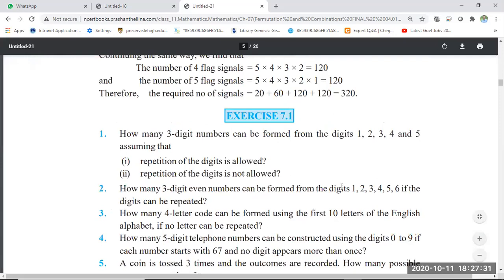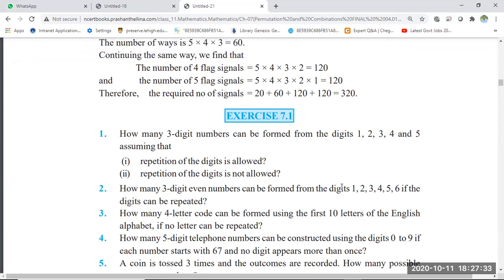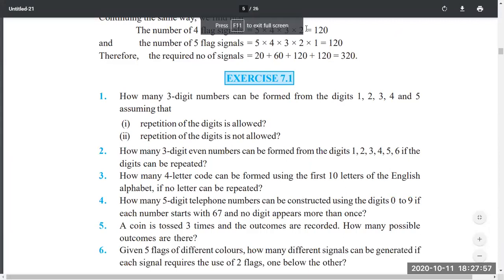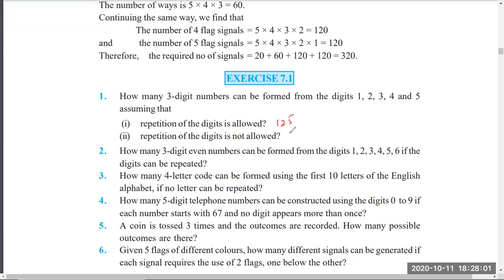How many three-digit numbers can be formed from the digits 1, 2, 3, 4, and 5, assuming that repetition of the digits is allowed? That's the first one, and the second one is repetition is not allowed. The first one is 125. What about part two? 60. Yes, 60.